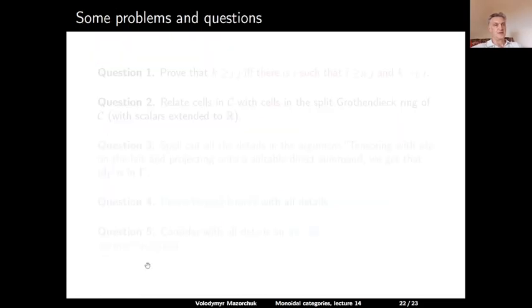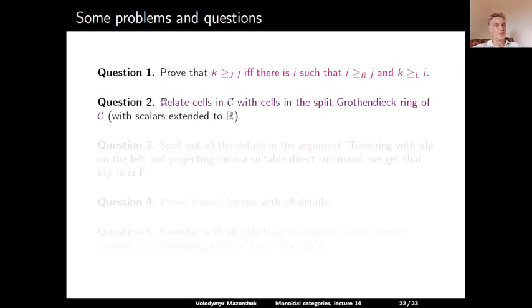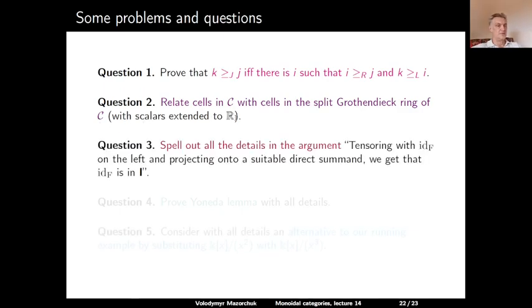So let us finish with some problems and questions. Question 1. Prove that K is two-sided greater than or equal to J if and only if there is I such that I is right greater than or equal to J and K is left greater than or equal to I. Question 2. Relate cells in C with cells in the split Grothendieck ring of C when we extend the scalars to the real numbers.